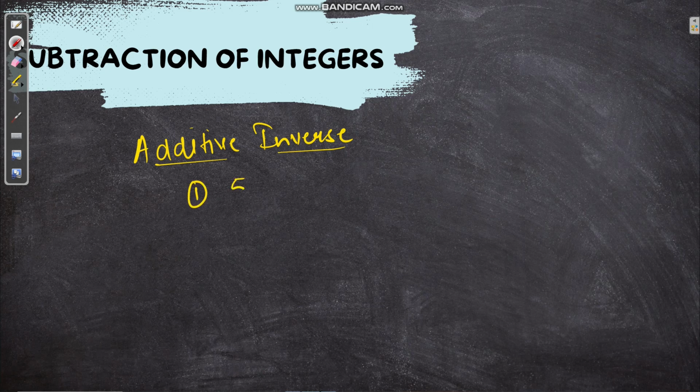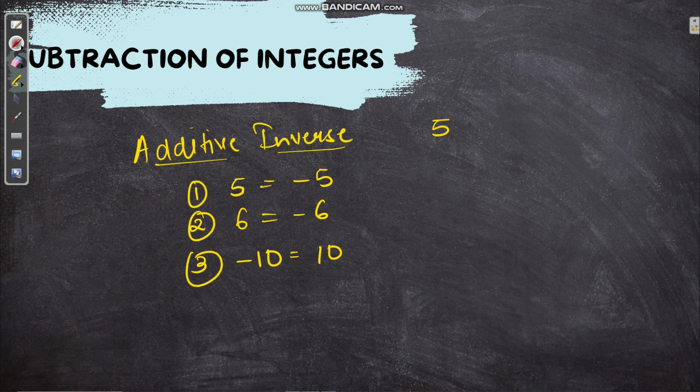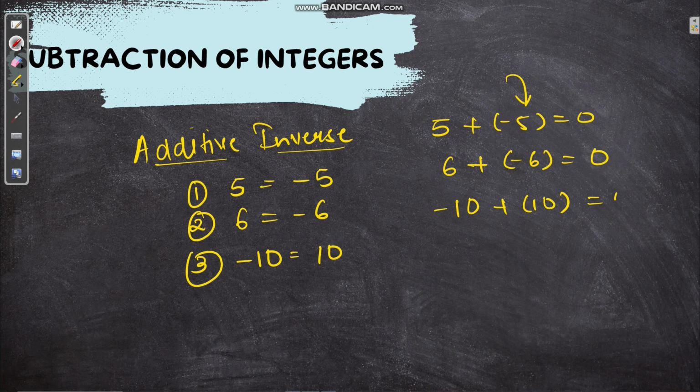For example, the number is 5. The additive inverse of 5 will be minus 5. Second, the additive inverse of 6 is minus 6. Additive inverse of minus 10 will be 10. So additive inverse is nothing but two numbers, when you add you should get 0. For example, 5, you have to add minus 5 in order to get 0. So the additive inverse of 5 is minus 5. Similarly, the additive inverse of 6 is minus 6, then only you will get 0. And if you take minus 10, I need to add plus 10 or 10 to get 0.